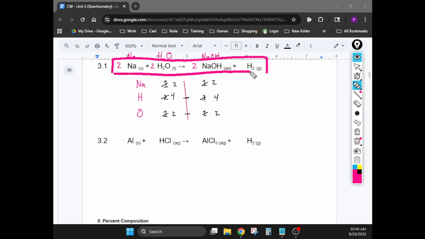Okay, if you guys notice, we didn't add any new chemicals to it. All we did was add numbers in the front of the formulas. These numbers are called coefficients. Okay, so if you see that term, that's what it means. It's just the number of molecules you have in that equation. But that's how you balance.